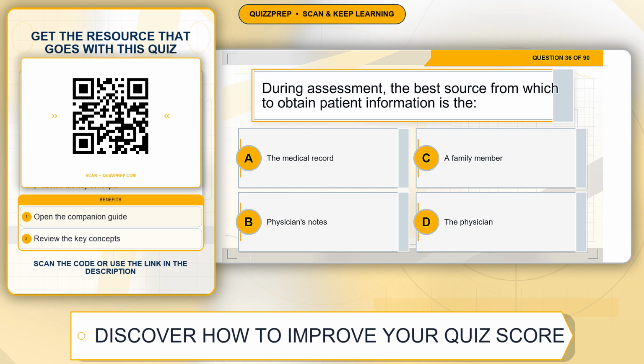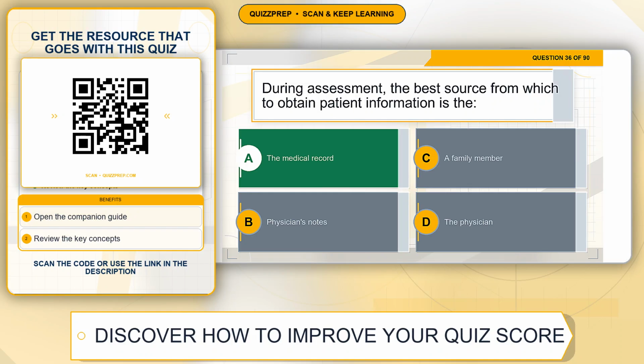Question 36. During assessment, the best source from which to obtain patient information is: Option A, the medical record. Option B, physician's notes. Option C, a family member. Option D, the physician. The correct answer is option A, the medical record.